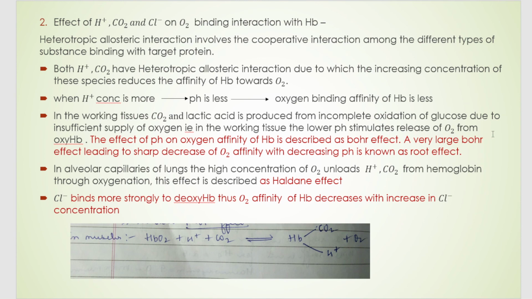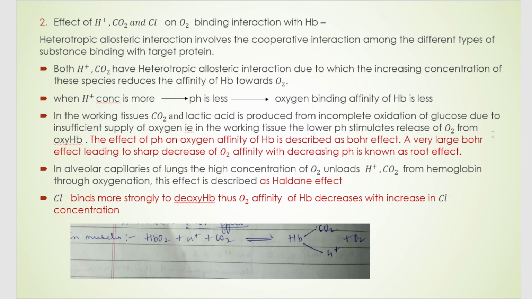Are you understanding the steps? Let me repeat what happens in the working tissue. Step number 1. Working tissue, oxygenated hemoglobin has still not reached the tissue. So in tissue, there is incomplete oxygenation of glucose because there is absence of oxygen.